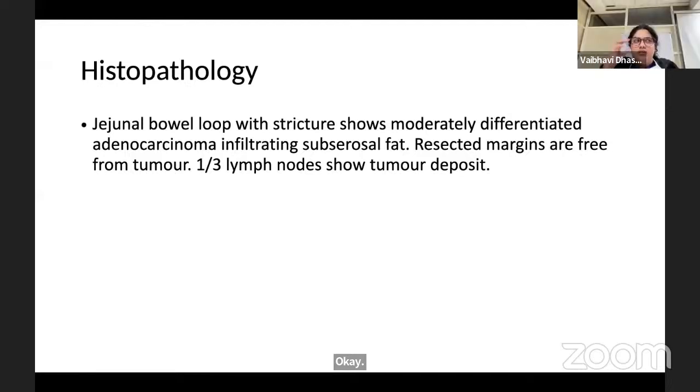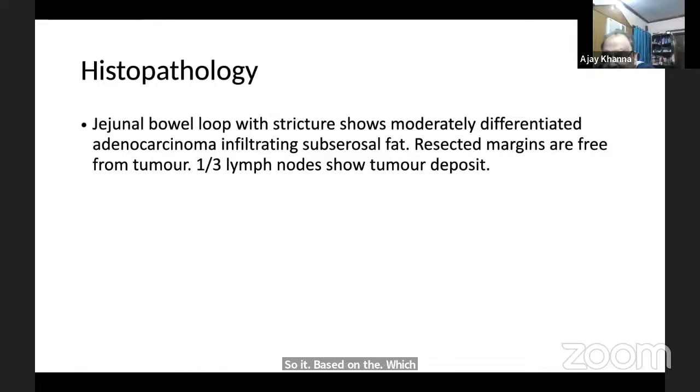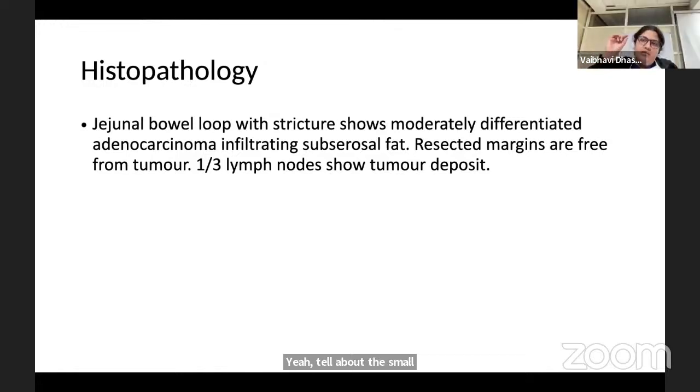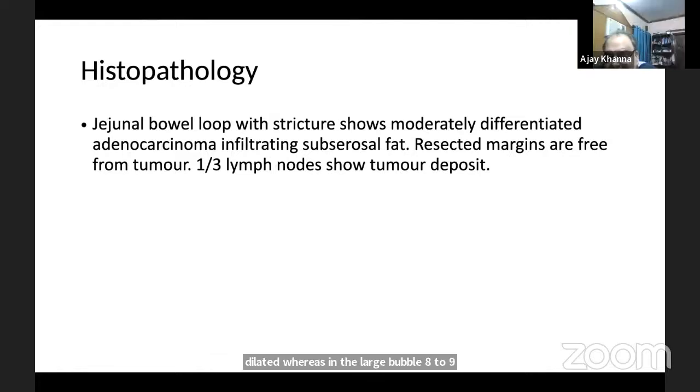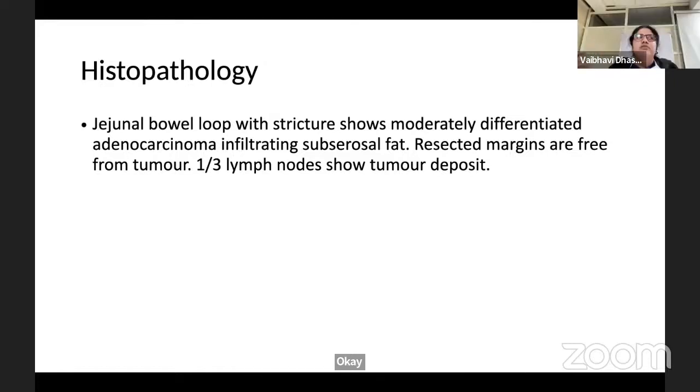It is based on which part of the bowel loop it is. For the small bowel, if it is approximately 5 to 6 centimeters, we can say that it appears to be dilated. Whereas in the large bowel, 8 to 9 centimeters. If it is more than 3 centimeters in the small bowel, it is a dilated bowel loop.